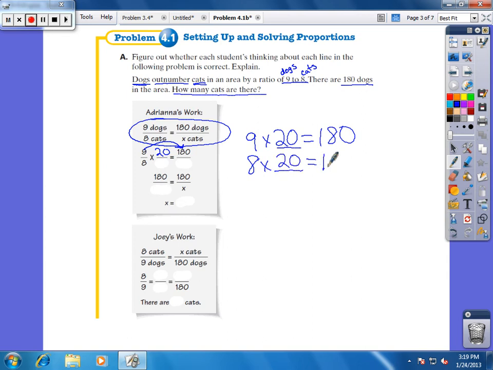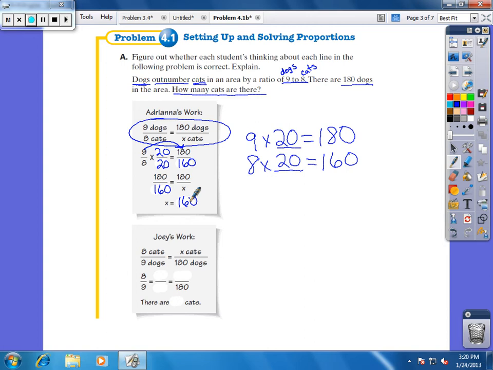20 times 8 is 160. Therefore, 180 dogs is equivalent to 160 cats. So our unknown is 160 cats. Now let's look at Joey's work. Joey chose to do it a little bit differently. Actually, he chose to do it a lot more like our rate tables.